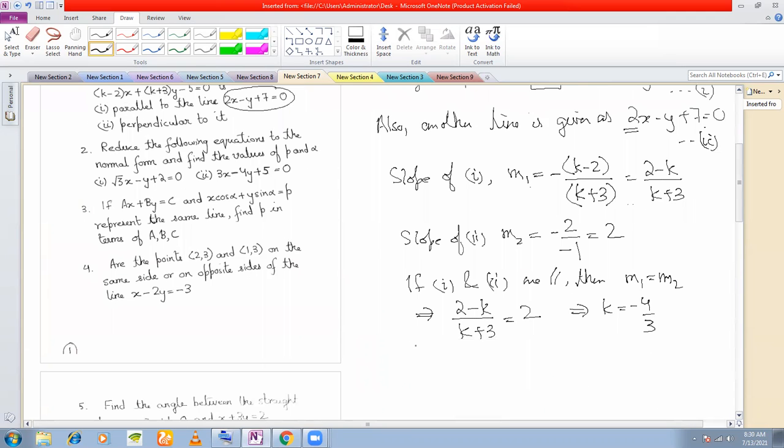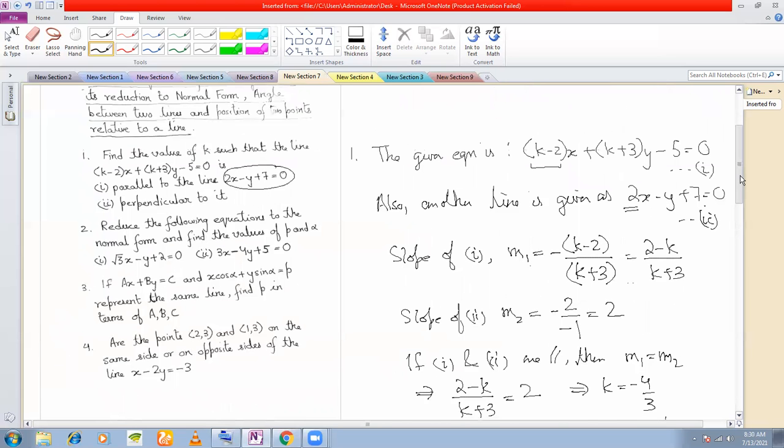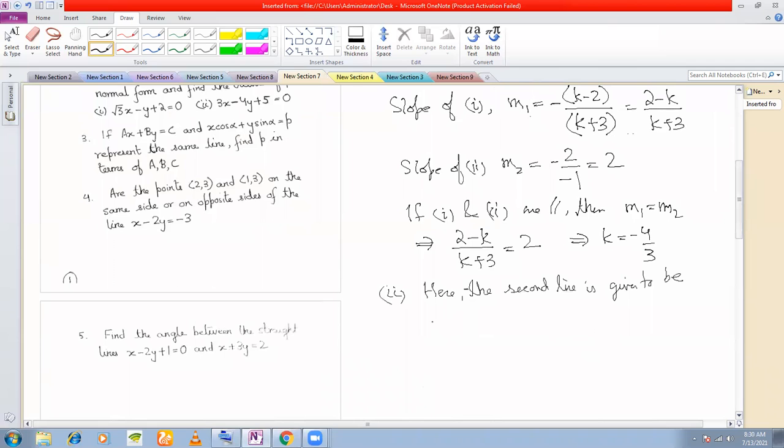Let's work out the second one. Here, the second line is given to be, in this case, what is the line given here? Okay, same straight line but perpendicular. Okay, so no need to write the second line. Second line is also the same.